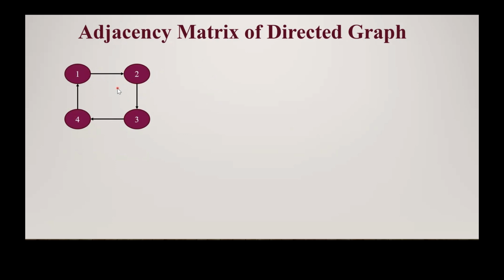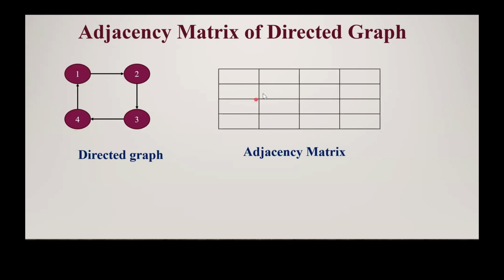Here direction is present, that's why it is called a directed graph. So we have to convert it into the adjacency matrix. First, on the basis of the number of nodes, we have to create a two-dimensional square matrix. Here how many nodes? 4 nodes are present. If there are 4 nodes, we have to create a matrix with 4 rows and 4 columns. So we create a 4 cross 4 matrix.